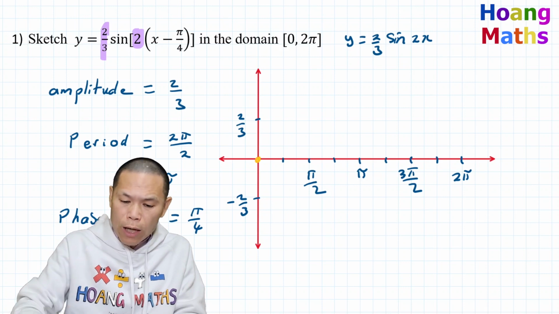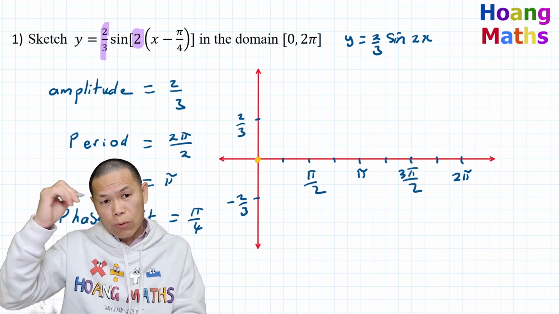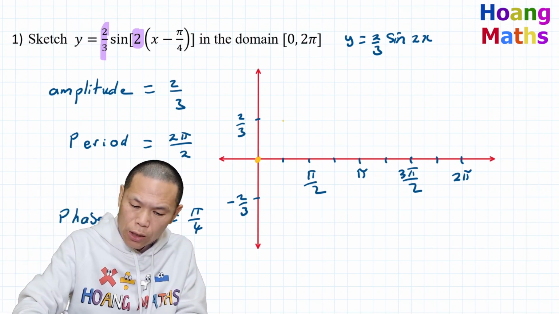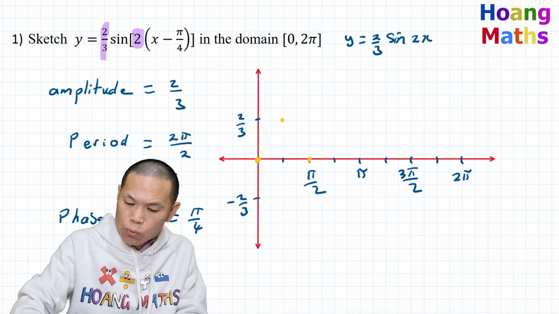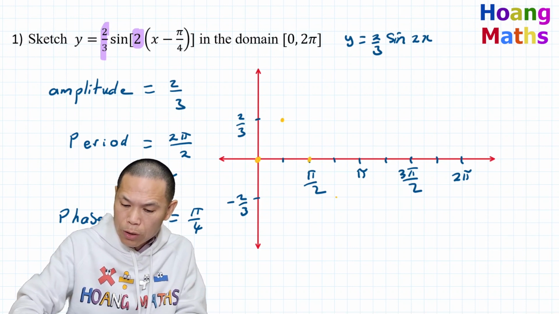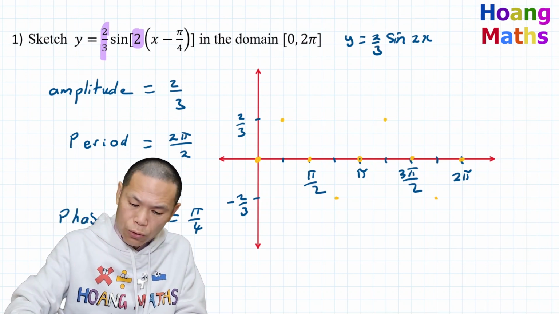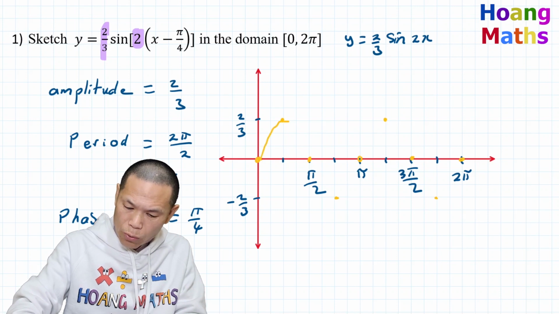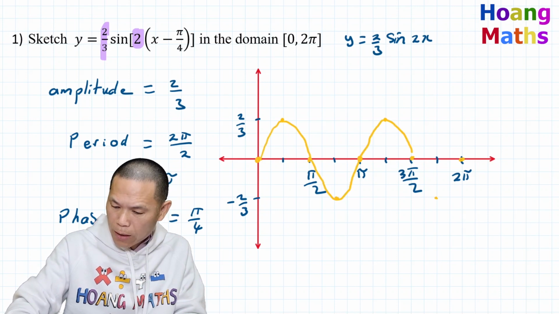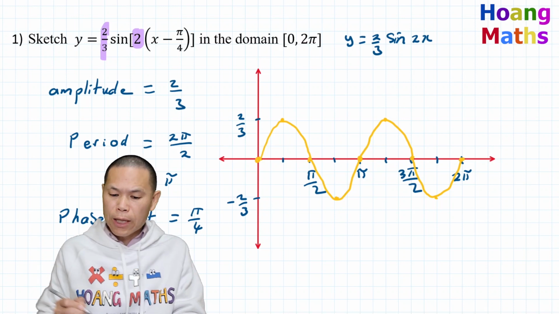And then the next one, because it's positive, it goes this way, okay? So going up, so this is this. And because it's 1 period, we cut it into 4 pieces. So there you go. So that is the sine graph. So that is 2/3 sine of 2x. So let me just quickly sketch this. It's something like that, right?